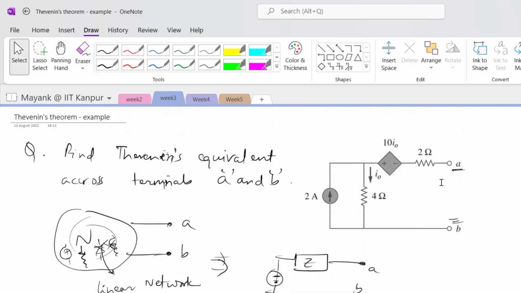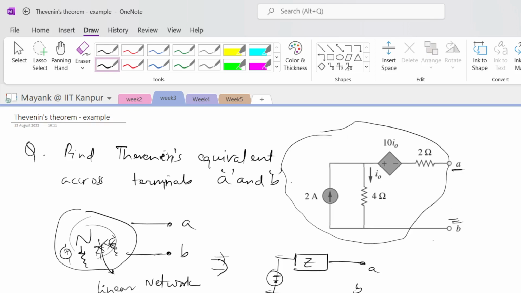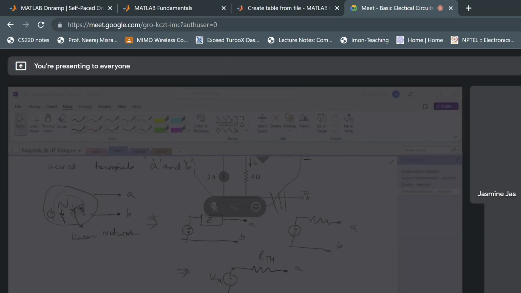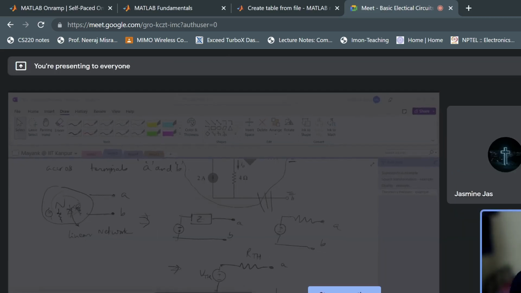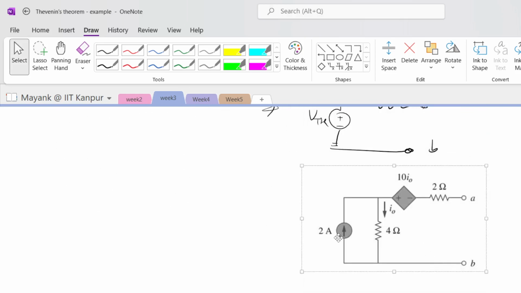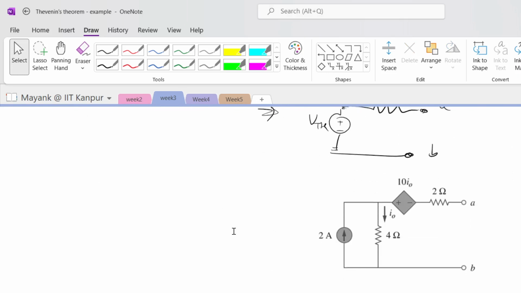So here also we have to replace this whole network that is shown here with an equivalent voltage source like this and a resistance like this. Okay, so how do we do that? So let me bring this down here. Yeah. So how do we do that? So the step one is what?